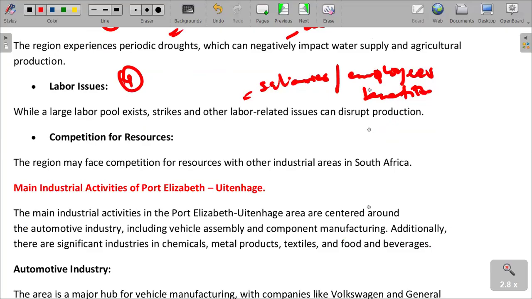And then what about issues to do with competition for resources? The region may face competition for resources with other industrial areas in South Africa. Obviously, we cannot deny it. In any instance, when business is booming, many other related and parasitic businesses will also follow suit and may also come into the industry, creating more competition there.